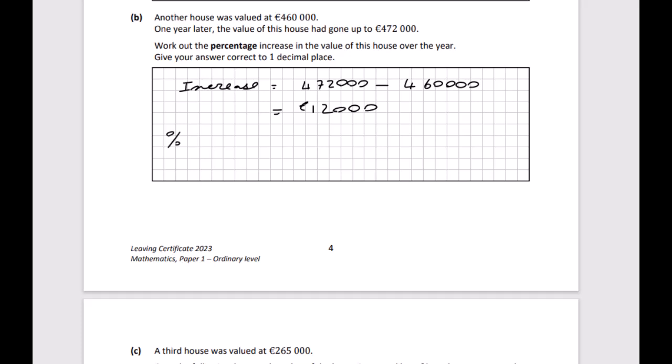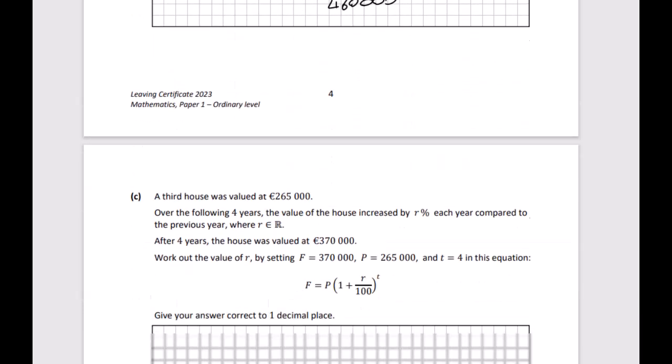You now want the percentage increase. So the percentage increase is the increase, which is 12,000 euros, divided by the original value, which is 460,000 euros. Then just multiply by 100, and we want this to one decimal place, so that's 2.6%. That's it for part B.